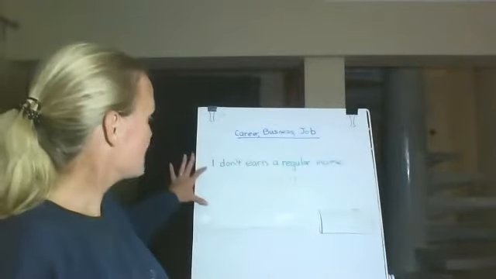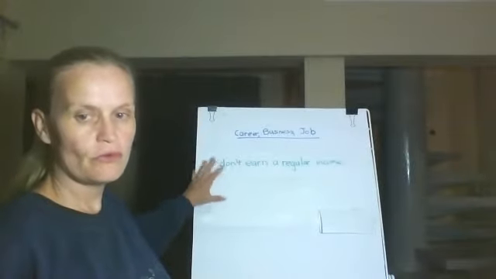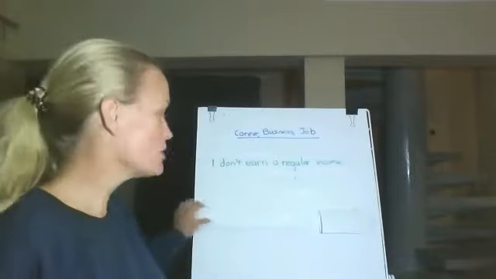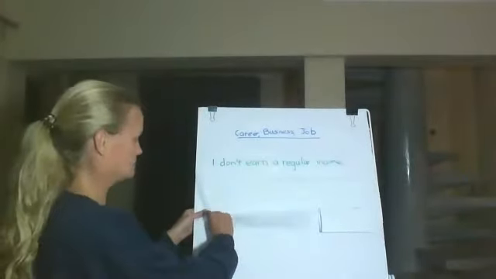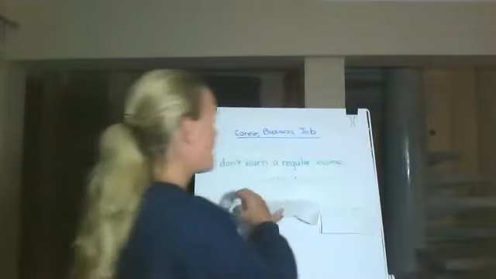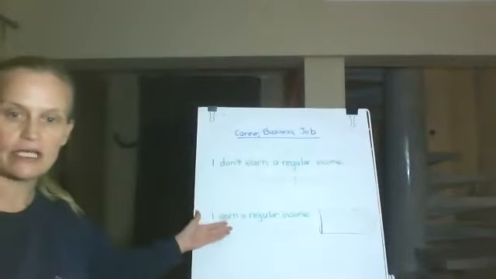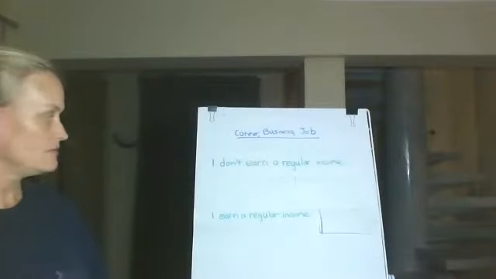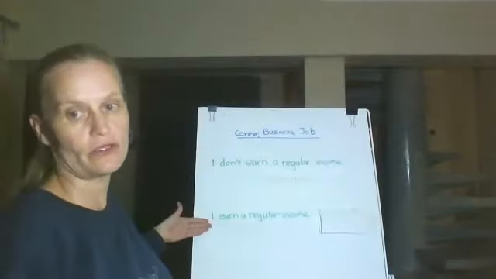Then, when you come back, you're going to leave about 4 lines. 3, 4, 5 lines. Quite a big space. And then down the bottom, you are going to write down the exact opposite. I don't earn a regular income becomes, I earn a regular income. I don't earn a regular income. I earn a regular income. Fabulous. Now, very simple. You've got your challenge and now you've got the opposite.